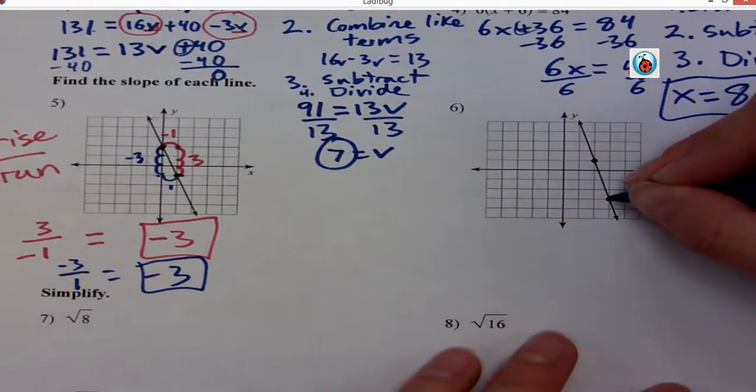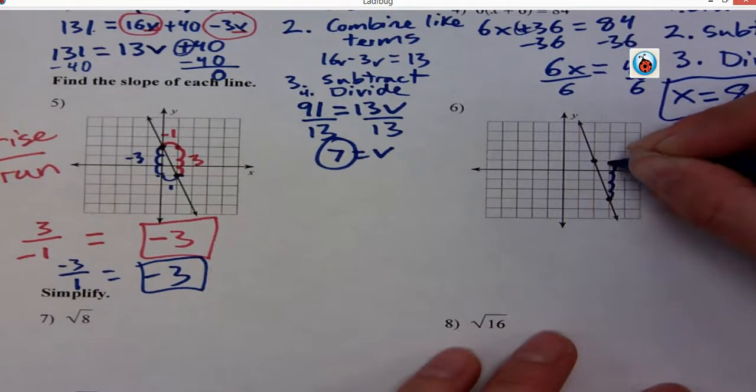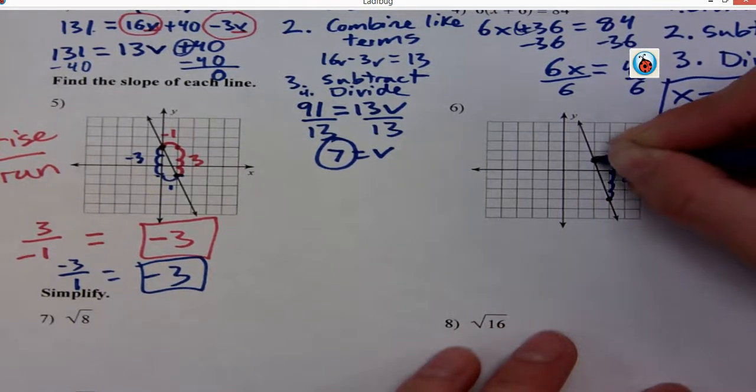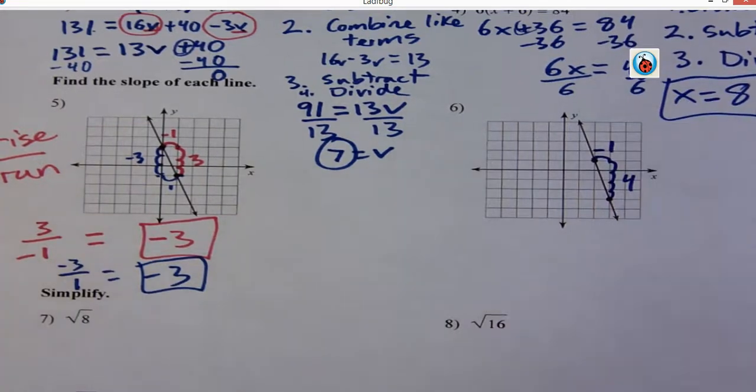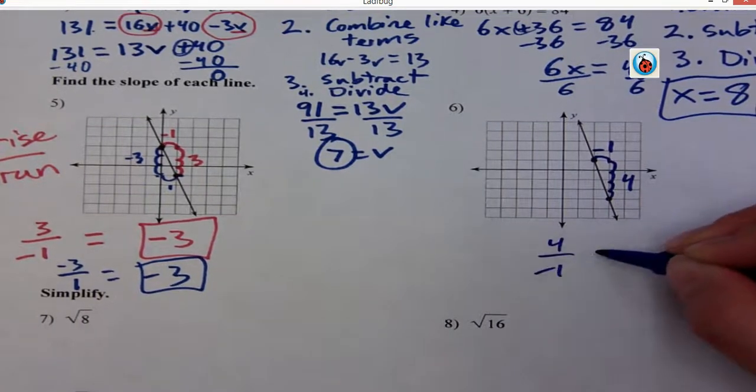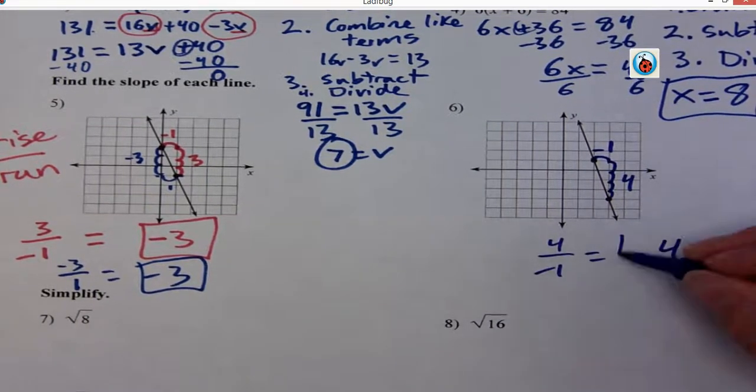Alright, and then the next one we count 1, 2, 3, 4, and again a negative, -1, so that gives us 4 over -1, which gives us -4.